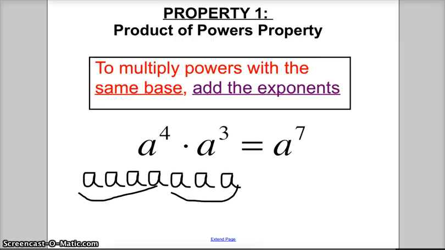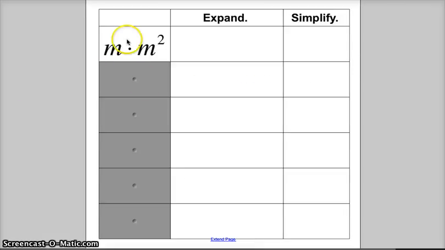Take that example and let's look at some more. To expand this here, you would say this is m times m times m, and the expanded version would be m times m times m, which essentially adds up to m cubed. Take a look at the next few.